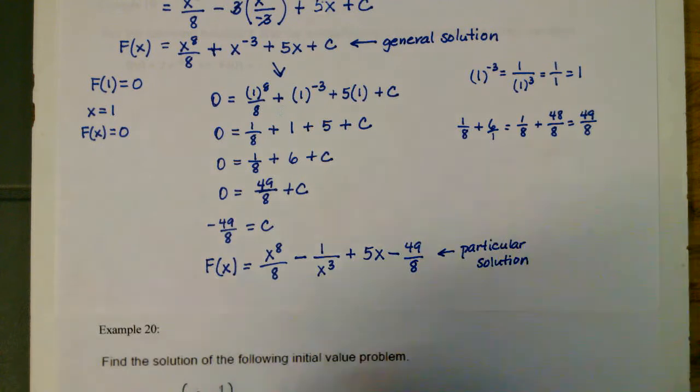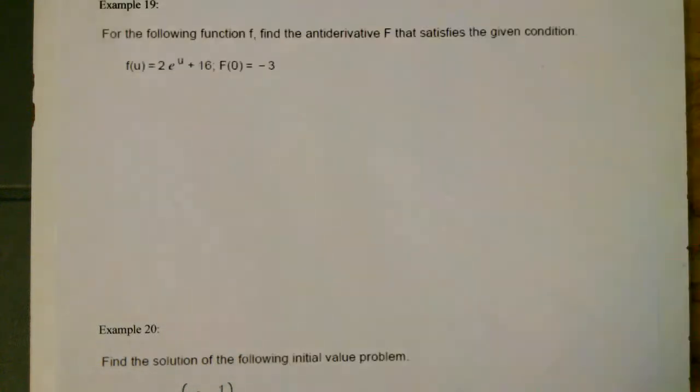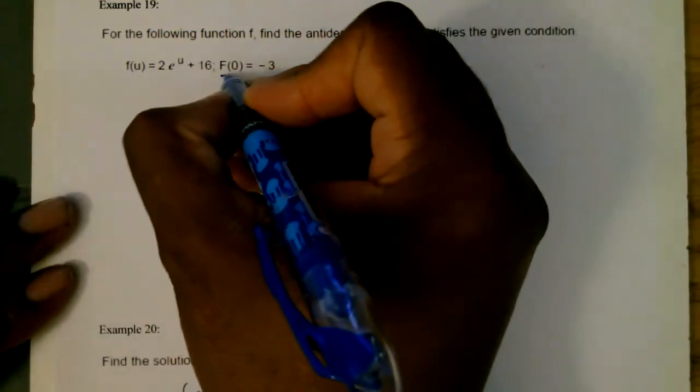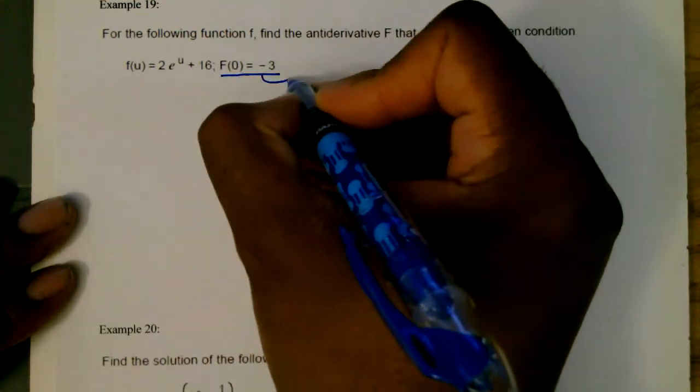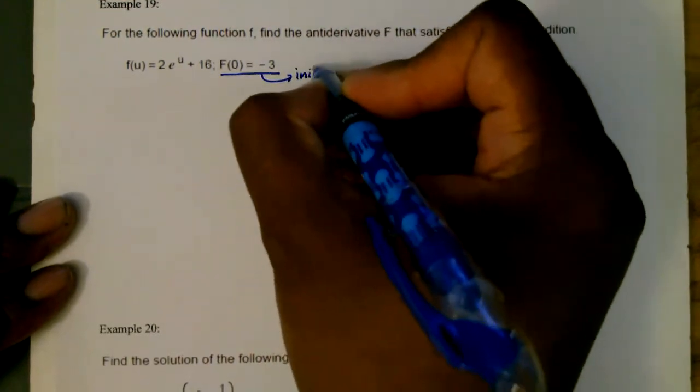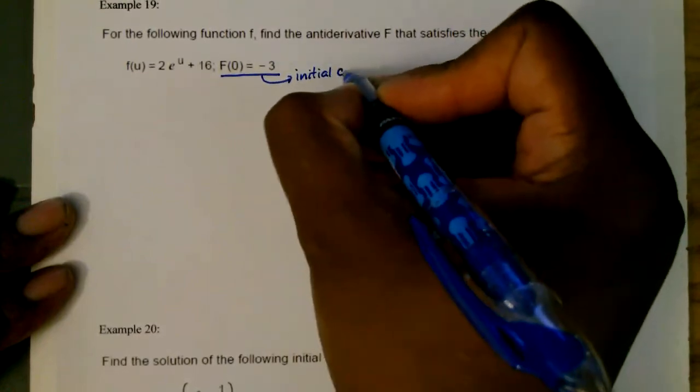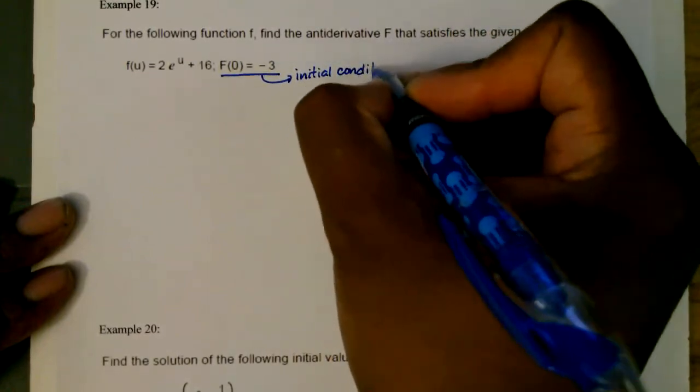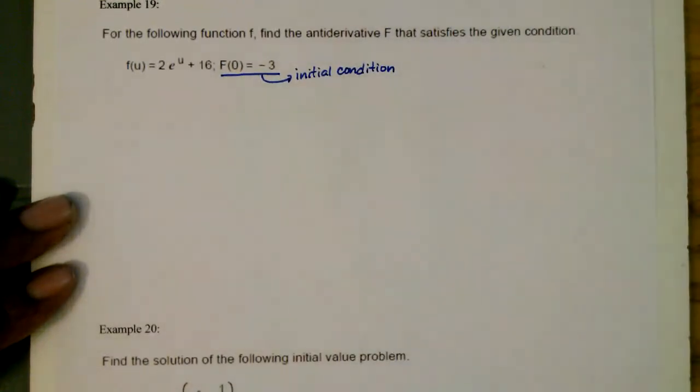Here's another example. Let's say we had this. For the following function f, find the antiderivative that satisfies the given condition. Here we got f of u is equal to 2e to the u plus 16, and f of 0 is equal to negative 3. So here's our initial condition right here. F of 0 is equal to negative 3.